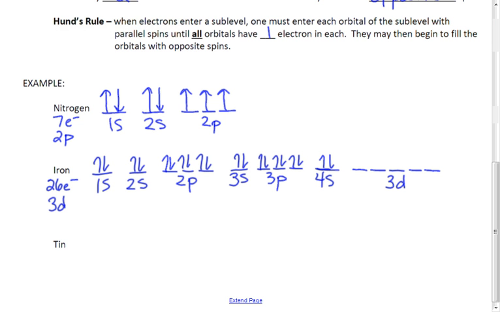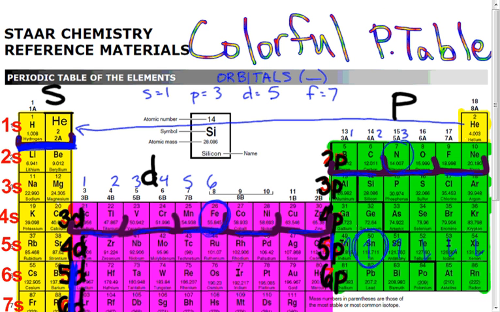Now you'll notice I did not put any in 3D yet because I don't know how many I need to put there. I could put 1 or I could put 10. I can put anywhere within those two numbers. So I have to figure out how many I actually do need to place there. So let's look and see where iron is in that 3D sublevel.